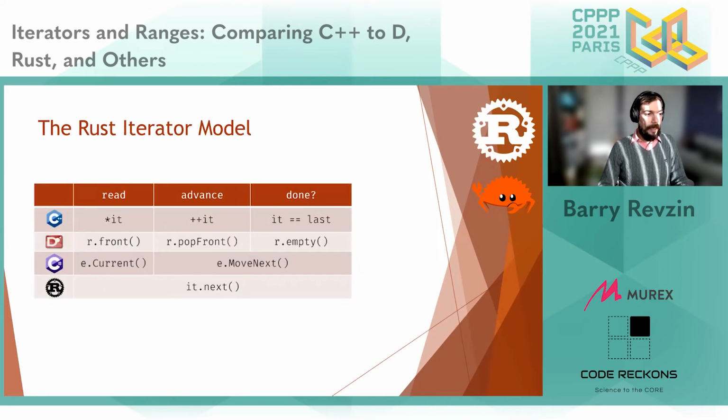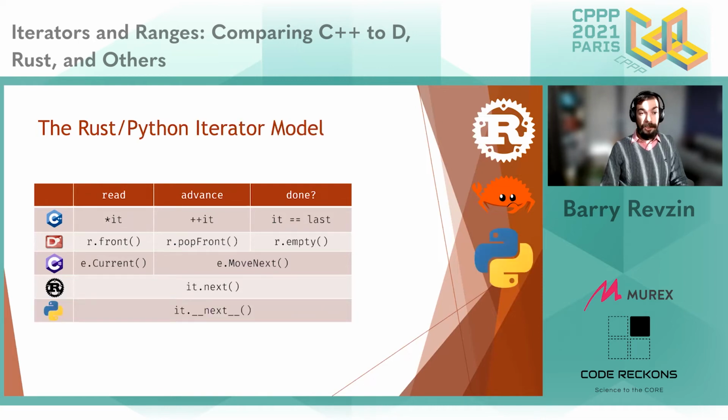All right, so getting back to our table, so the Rust iter model, as I point out, we just have a single operation next, which is all three of these basis operations in one. However, it's not just Rust that has a model that looks like this.